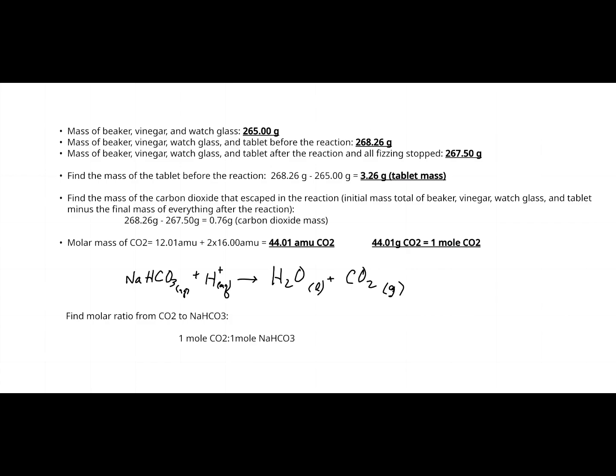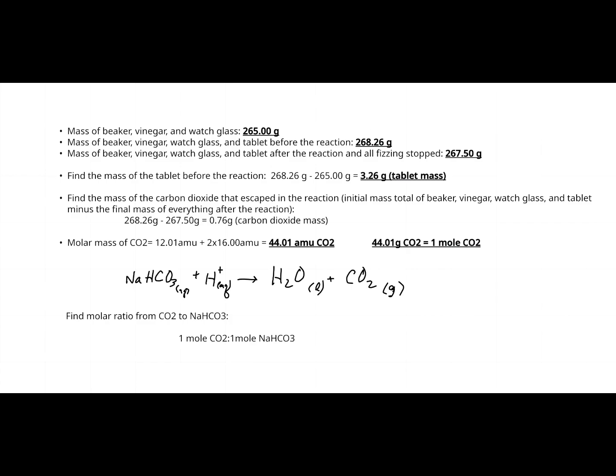So I took those numbers from those note cards that I did earlier, and I typed them up nicely so you have them all in front of you. Please make sure all of this information is in your lab report. So the first measurement we took was the mass of the beaker, vinegar, and watch glass, and that's there. We took the mass of the beaker, vinegar, watch glass, and tablet before the reaction, and that's the second number.